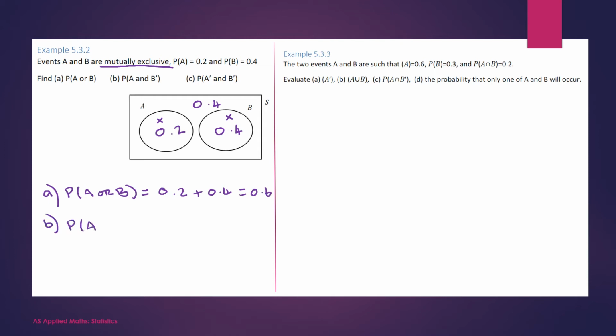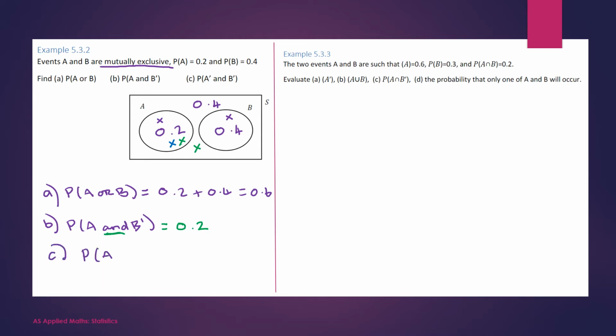Probability of A and not B. So if I was looking at this question, we would be doing probability of A is that bit, probability of not B is that section, and I am looking for and, so I am looking for the overlap, so the answer to that one is 0.2. And finally, part C.